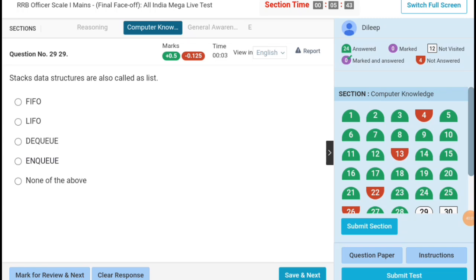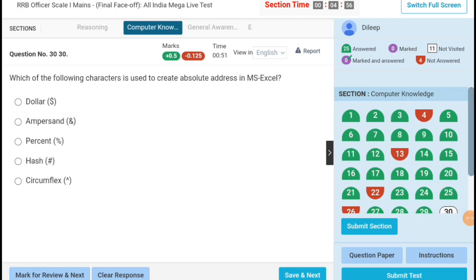Stacks data structures are also called as a list. I think first in, first out, or last in, last out. Doubt on first and last. Stacks data structure is last in, first out.